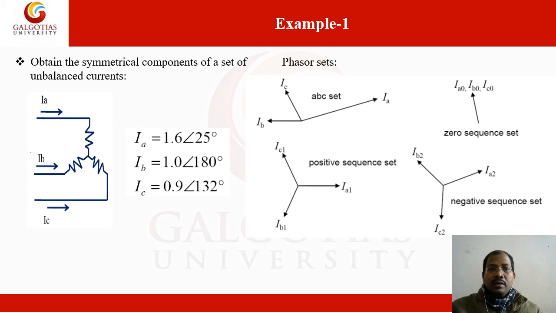Here we are considering examples. These are star connected loads. In the star connection you can see the phase currents IA, IB, IC are given. You know that the magnitudes are different and the angles are different. This is the unbalanced case, and their phasor sets are given. This is the positive sequence, this is the negative sequence, this is the zero sequence. We have to obtain the positive, negative and zero sequence.